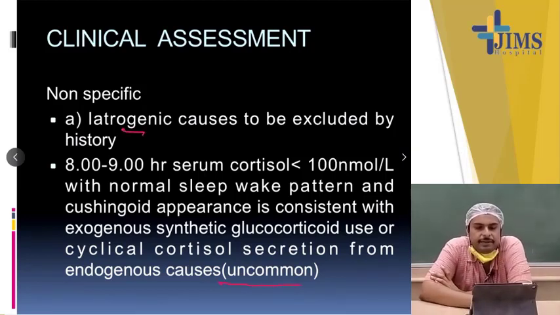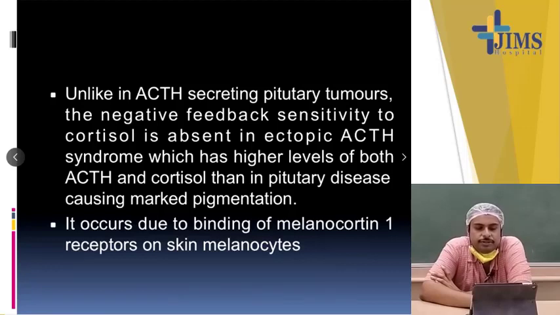Unlike in ACTH secreting pituitary tumors, the negative feedback sensitivity to cortisol is absent in ectopic ACTH syndrome, which has higher levels of both ACTH and cortisol than in pituitary disease, causing marked pigmentation. So you can see in ACTH secreting pituitary tumors and ectopic ACTH syndrome, the level of ACTH and cortisol differs, which can help you to differentiate between the two. And the pigmentation happens due to binding of melanocortin 1 receptors on the skin melanocytes.